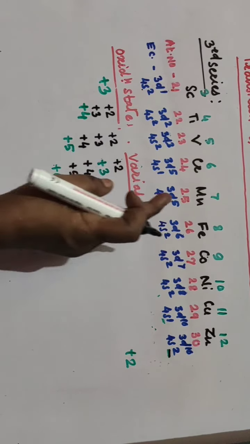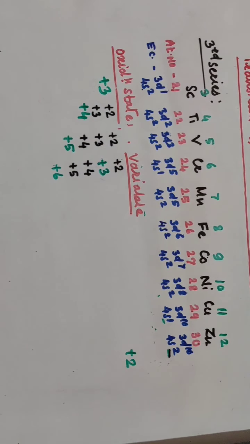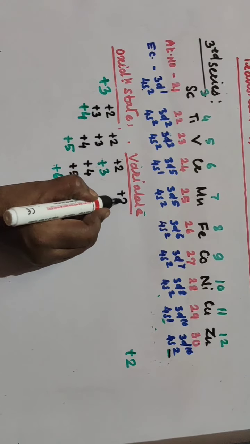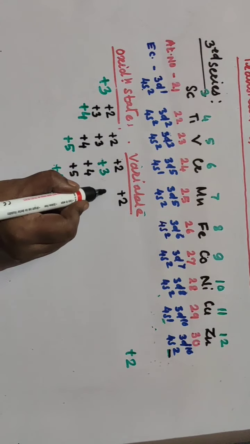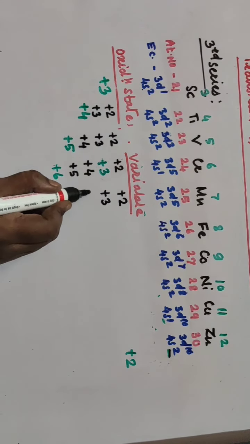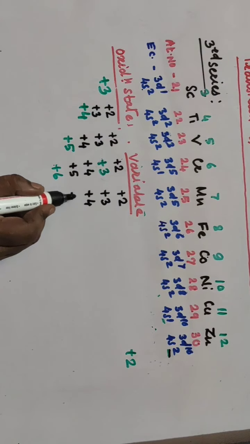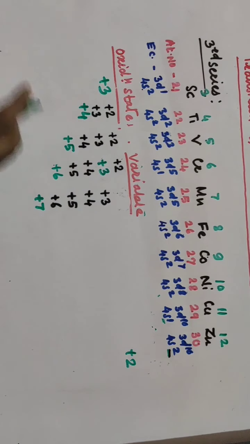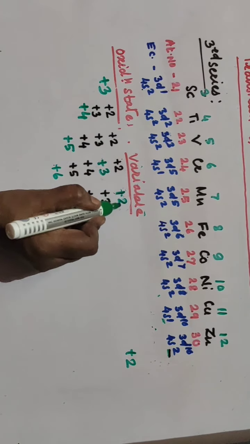What about Mn here? Total 7 electrons are there, but out of these 7 electrons, it can lose the last 2 electrons. Then it can lose 3 electrons also. Then +4 also, +5, then +6 and +7 also. But out of these, the stable oxidation states, it can form stable compounds with +2 and +7.